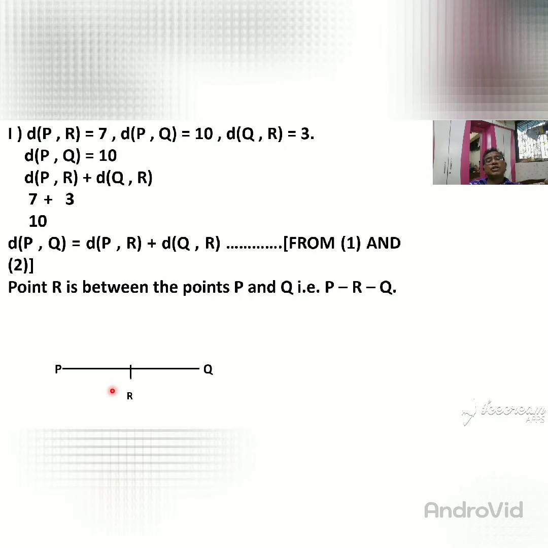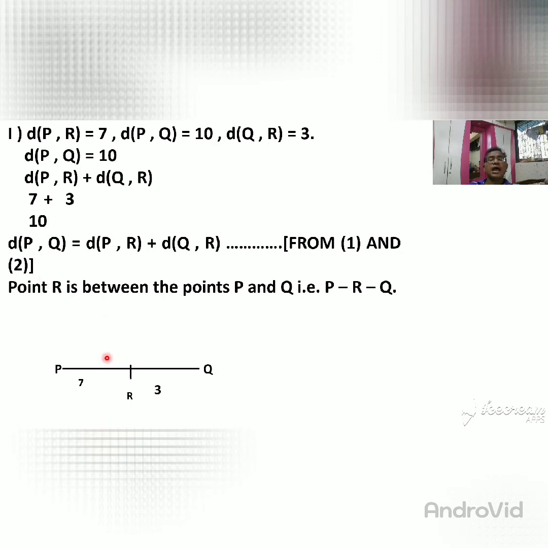Then on this distance PQ, what is there? Say distance PR, plus distance QR. So the sum of distance PR and distance QR is equal to what? Distance PQ. So we just check what is the value of distance PR? 7. What is the value of distance QR? 3. So 7 plus 3 is equal to 10. What is the distance PQ?